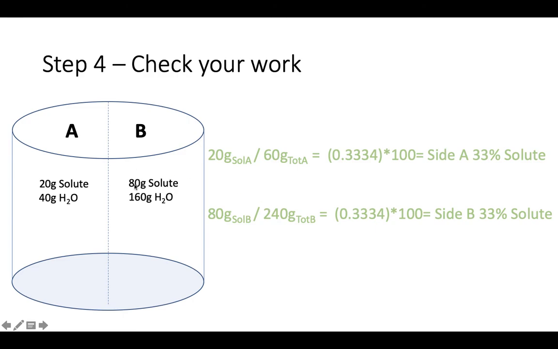Side B has 80 grams of solute, but there's 240 grams of total material. So 80 divided by 240 is still 0.3334 times 100. So side B has 33% solute also. So these, side A and side B, are now in equilibrium.